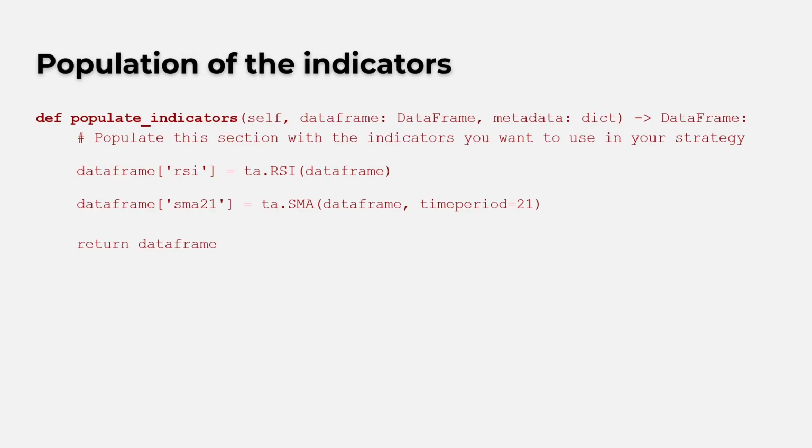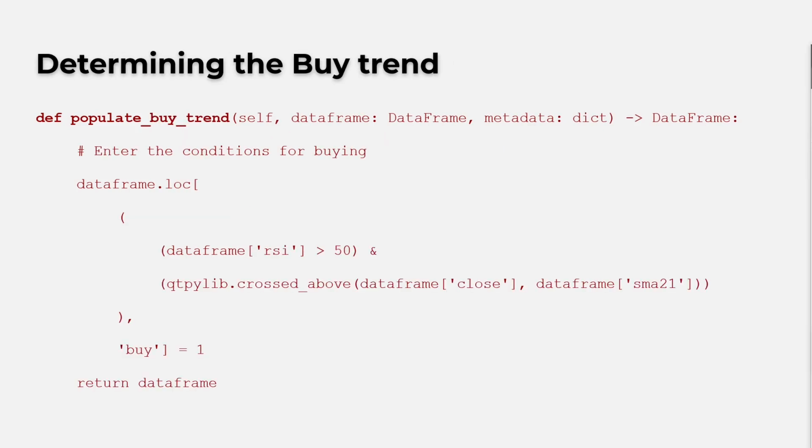That file I populated with the only two indicators that were necessary for this strategy, and those were the RSI and the SMA 21. Then I used both of these indicators in my buy trend function. If one of the pairs experienced the condition that when RSI is above 50 and candle close crosses above the SMA 21, then the bot gets a signal to buy the pair, and at that moment a trade will be made and you own the asset.